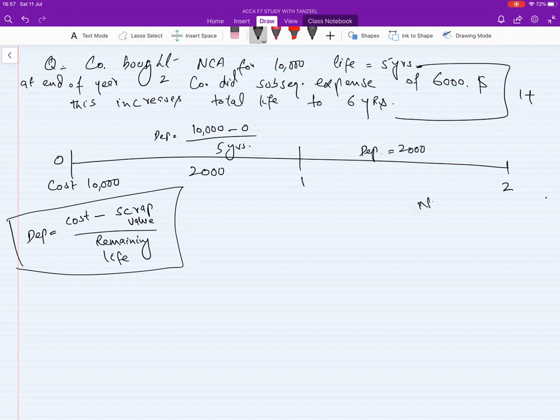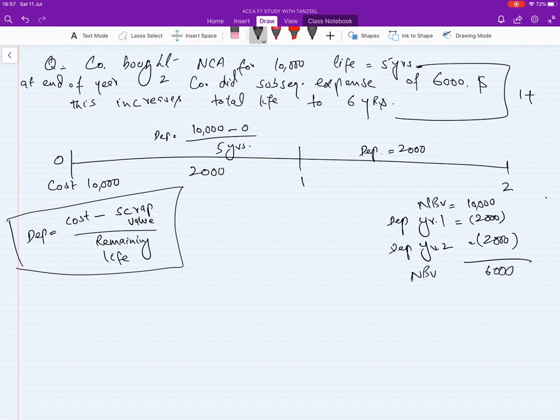The net book value at the end of year 2: 10,000 was the cost, year 1 depreciation was 2,000, then year 2 depreciation, so you are left with 6,000. It means the net book value at end of year 2 is 6,000. Now the question clearly shows that at end of year 2 you incurred a subsequent expense that increases the life: 6,000 more you spend.